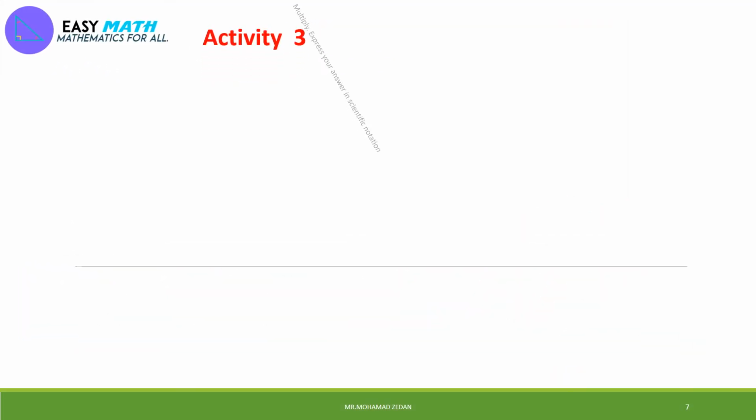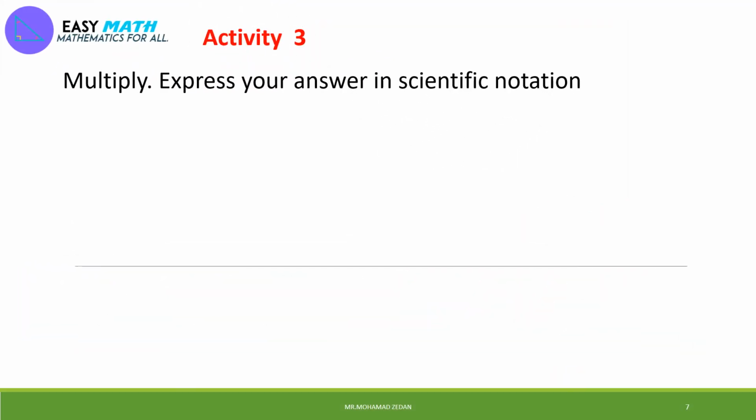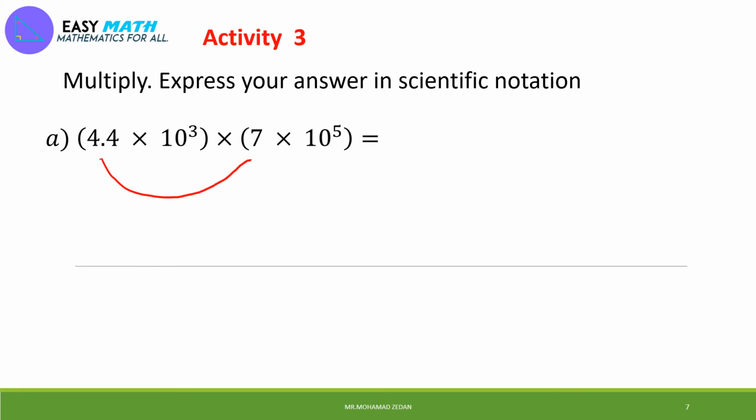Okay? Activity number 3. Multiply. I will show you now how to multiply and write your answer in scientific notation. When you multiply, just multiply the numbers together and the tens together. Very easy, okay? Multiply with me. 7 times 4 is 28. Point. And 7 times 4 is 28 also, plus 2 is 30. So 30.8 times 10 to the power. When you multiply tens, just add the powers, 3 and 5 here.